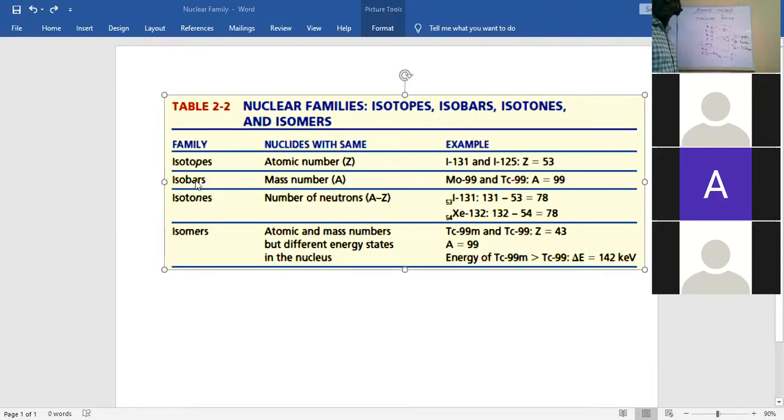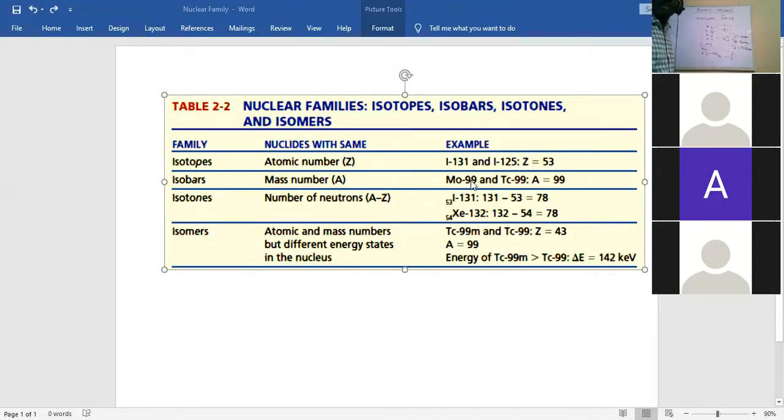Then for these isobars, they have the same mass number, A, but different neutron number. They could have a different proton number and so on and so forth. But the emphasis is on the same mass number, the same combination of protons and neutrons.